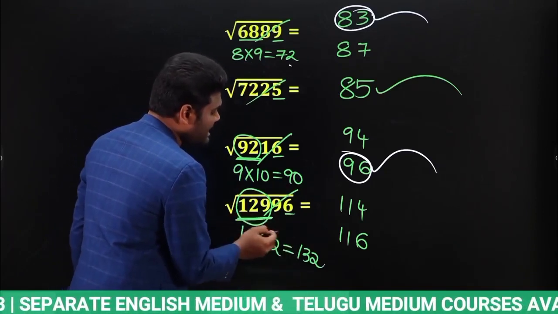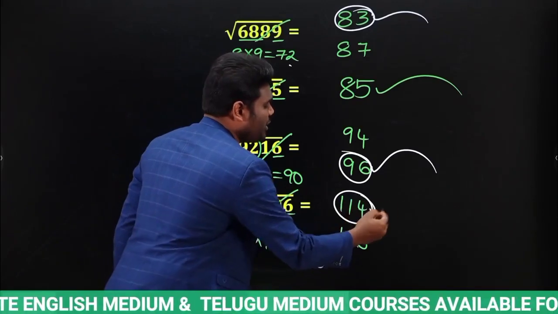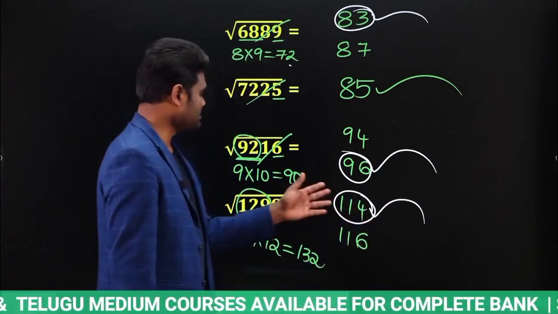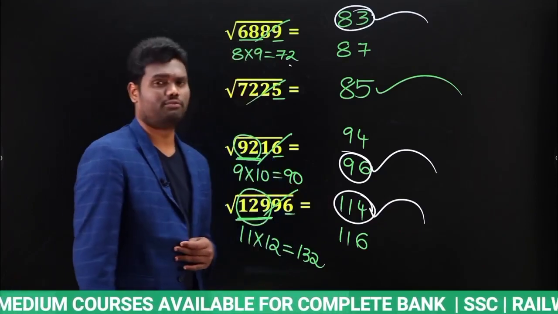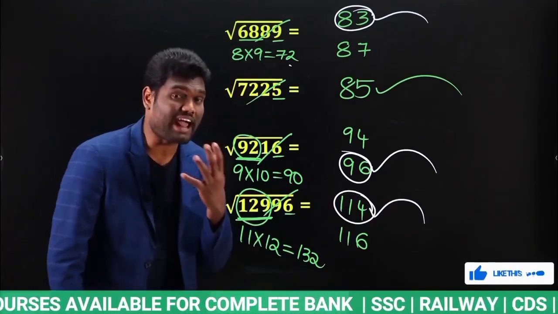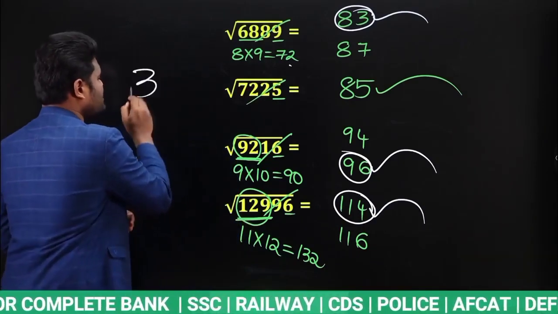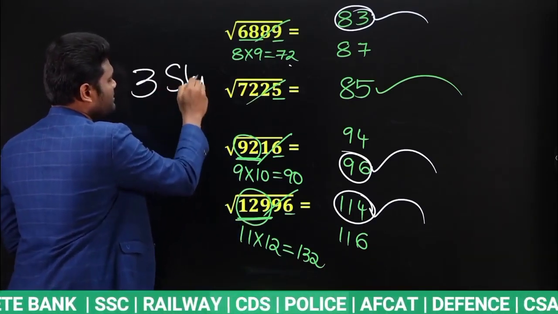As 129 is less than 132, our answer should be the smaller one. Smaller one means it is going to be 114. So the answer for this is 114. Very, very simple, a fraction of a second. A 3-step procedure, simple 3 steps. You need to follow this 3-step procedure.